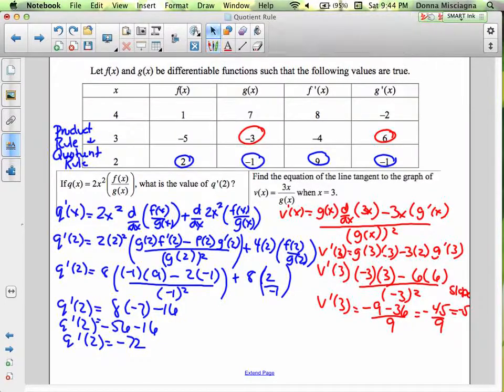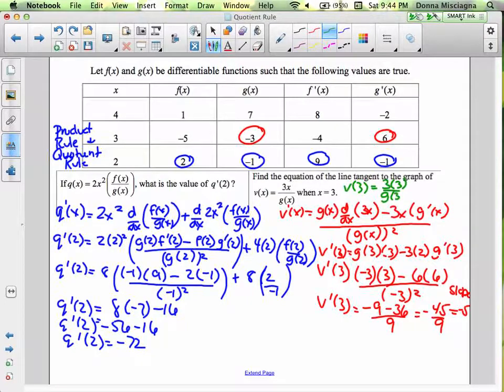We just need the point here. All right, so let's solve it up here. v of 3 would be 3 times 3 divided by g of 3, which is 9 divided by negative 3, which is negative 3. So we could squeeze this in, the equation of our tangent line would be y plus 3 equals negative 5 times x minus 3.